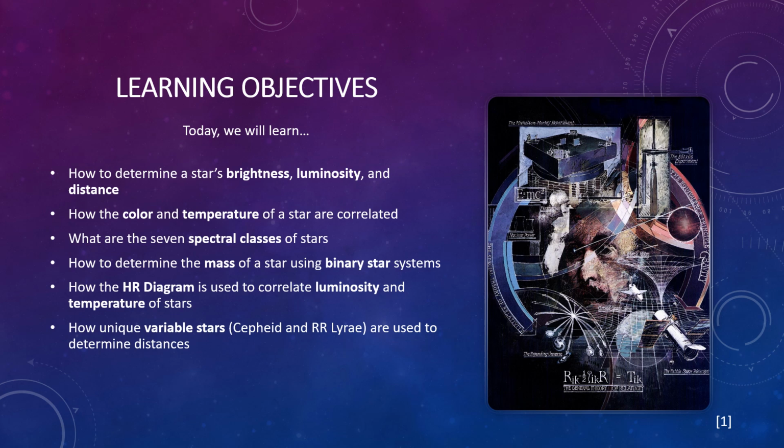We'll also learn how the HR diagram is used to correlate luminosity and temperature, as well as what the HR diagram is. And lastly, we will learn how some unique types of stars, such as Cepheids and RR Lyras, are used to determine distances in space.